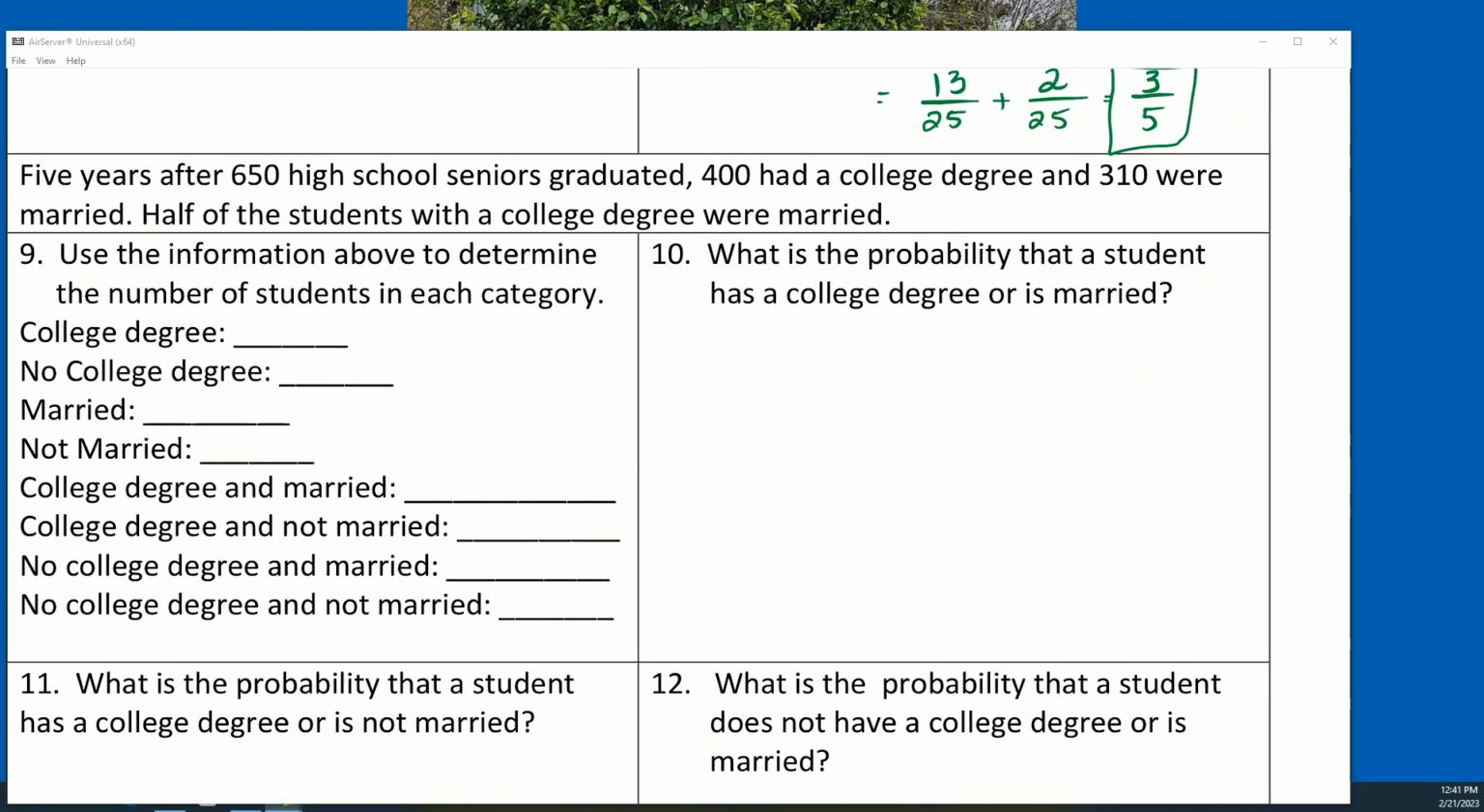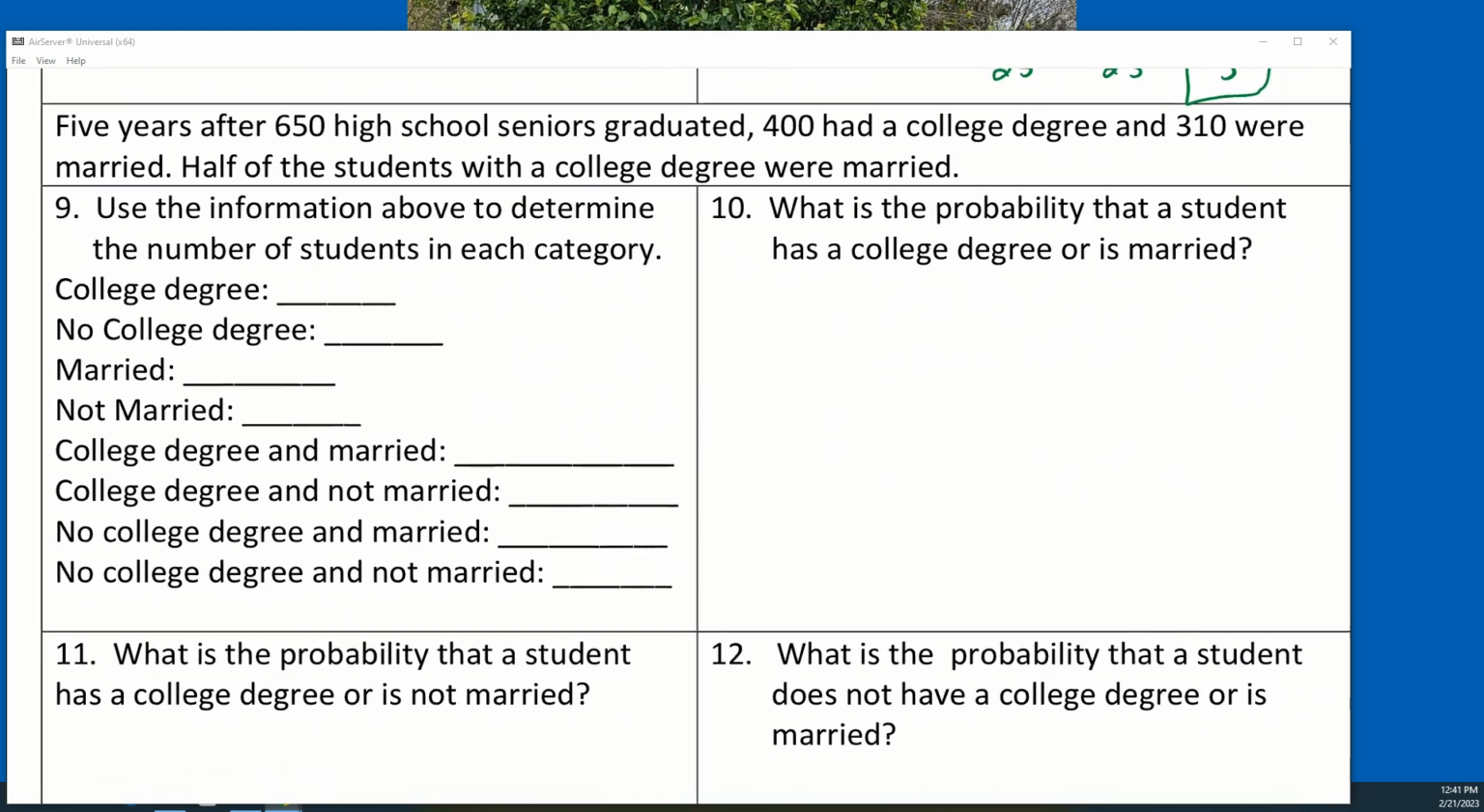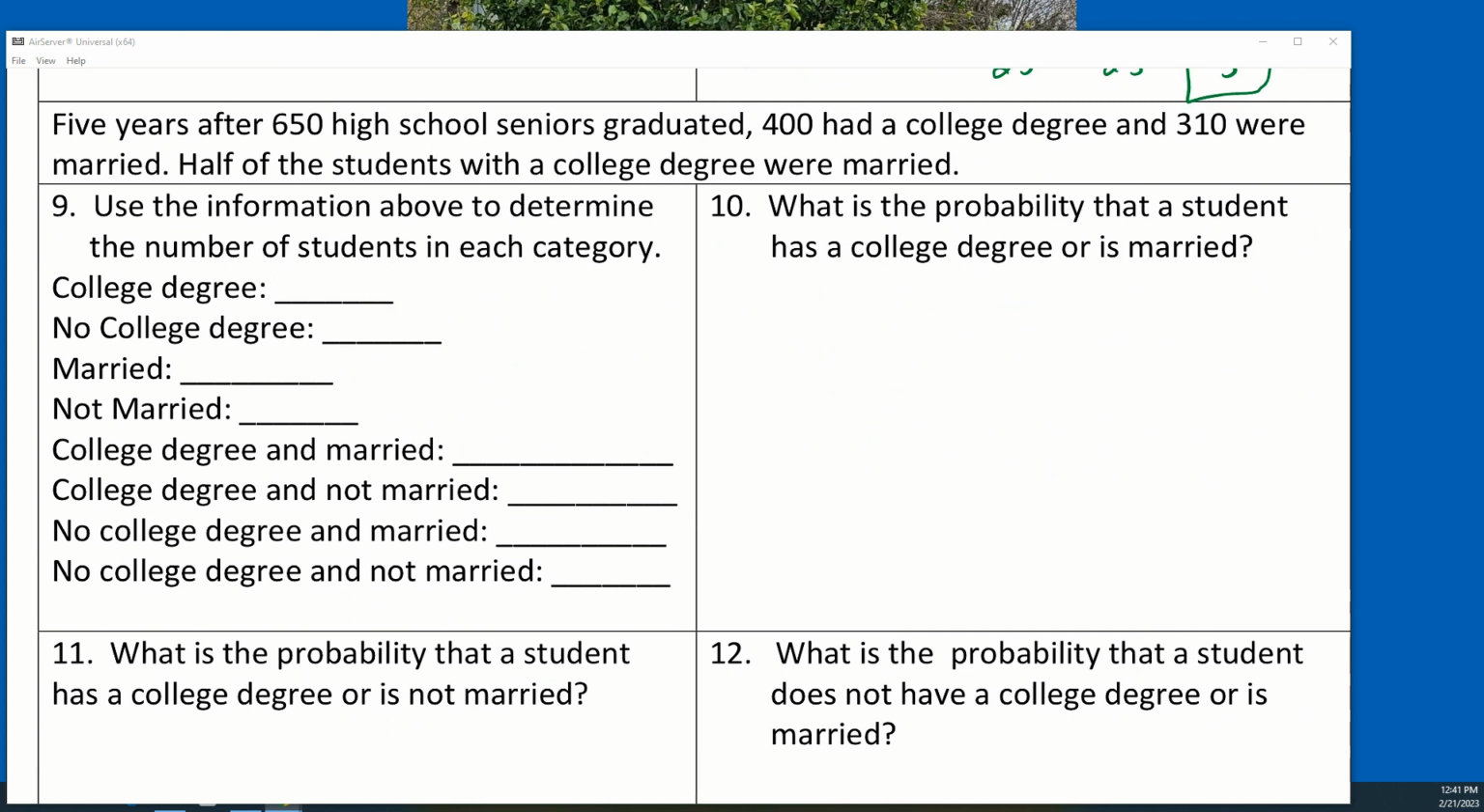So on this, and all the rest of the questions, we have 5 years after 650 high school students graduated, 400 had a college degree, 310 were married, and half of the students with a college degree were married. Okay, so I know it tells you straight up that 400 students had a college degree. So how many didn't? 250. Good. You either have a college degree or you don't, so those two numbers should add up to equal the total number of students.